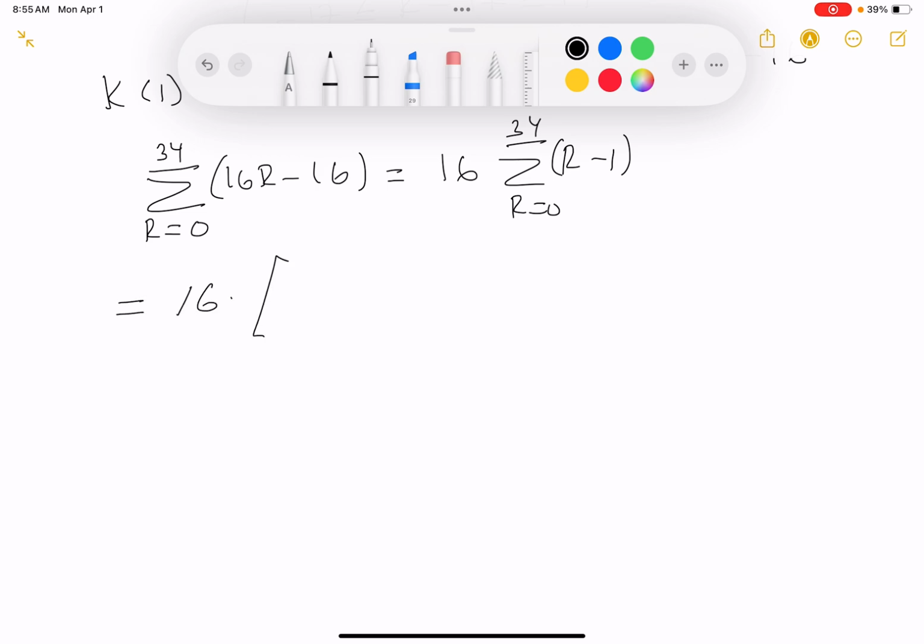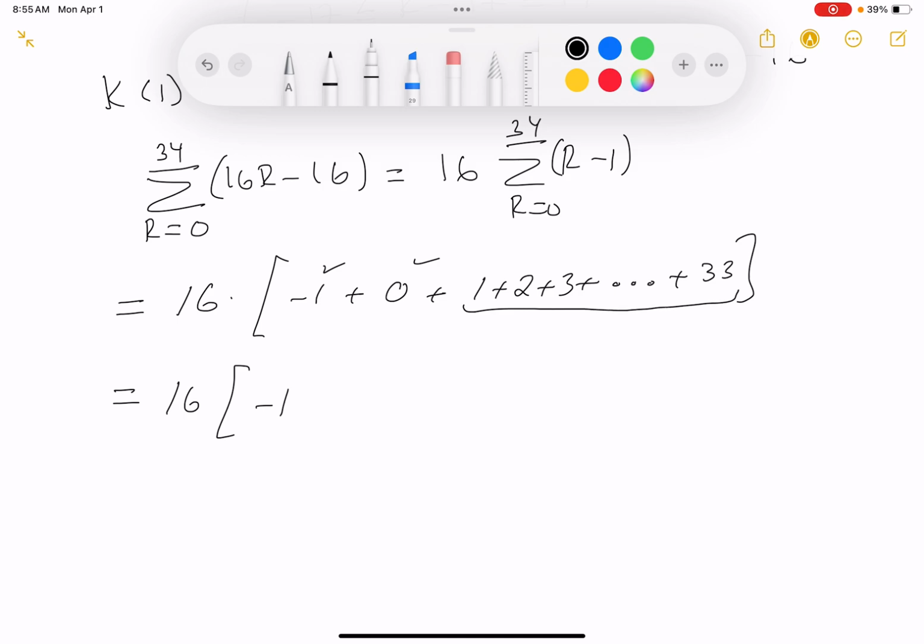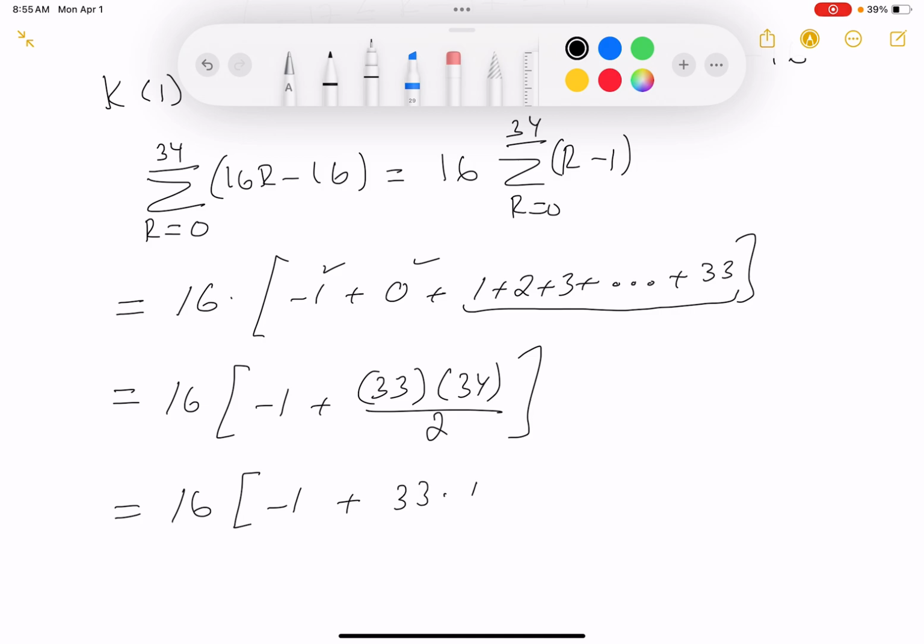Let's write this down now. If I start at 0, I get minus 1. Then I go to 1, that's going to be 0. Then I go to 2, that's going to be 1, plus 2, plus 3, and so on. I'm going to stop at 34 minus 1, which is 33. This is going to be 16 times (minus 1 plus the sum of the integers from 1 to 33). I know how to sum the integers from 1 to 33: n times (n plus 1) over 2, so 33 times 34 over 2. When you get over here, 34 divided by 2 is 17.